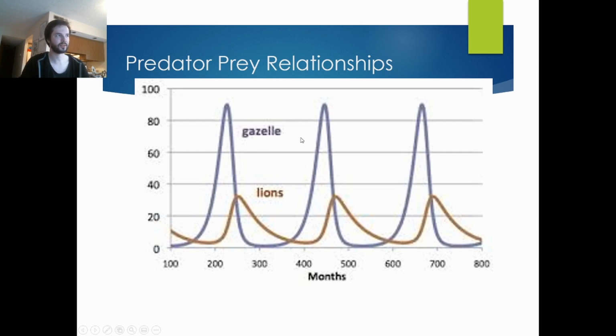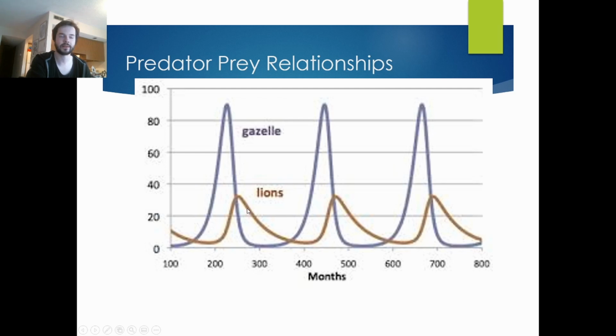A really common example, and this will be on the website that I linked to, are predator-prey relationships. And we can see that based on this graph here, and I'll explain what this graph is depicting. In this graph, what you're seeing is the change in populations of the gazelles and lions over time. As the gazelle population increases, so does the lion population, because the lions eat the gazelles. The more gazelles there are, the more the lions can feed, the higher their carrying capacity.